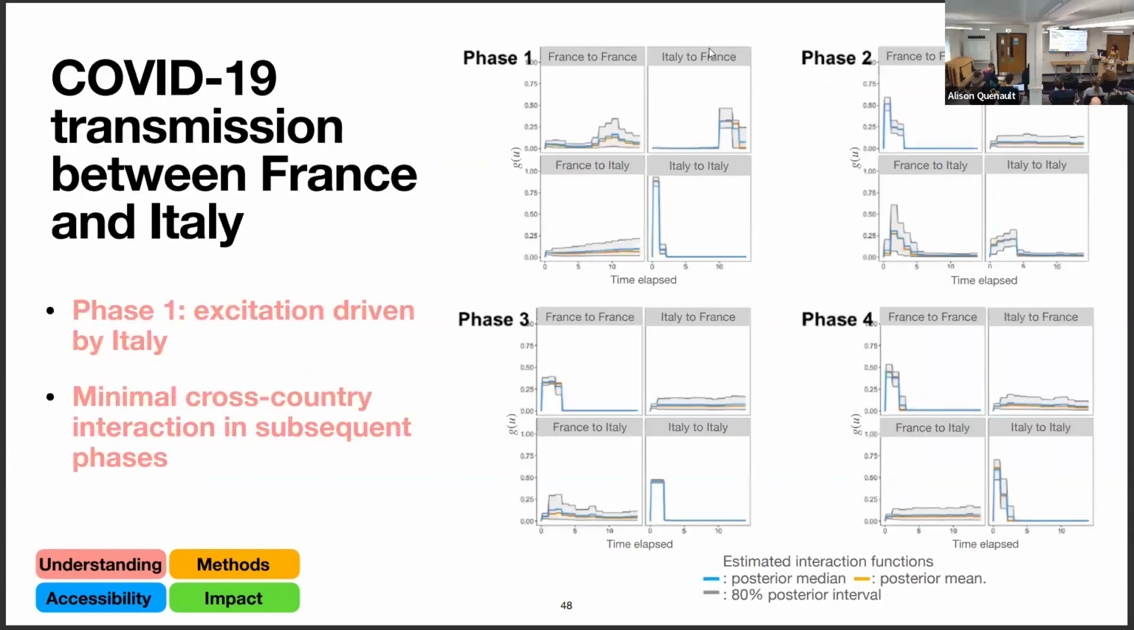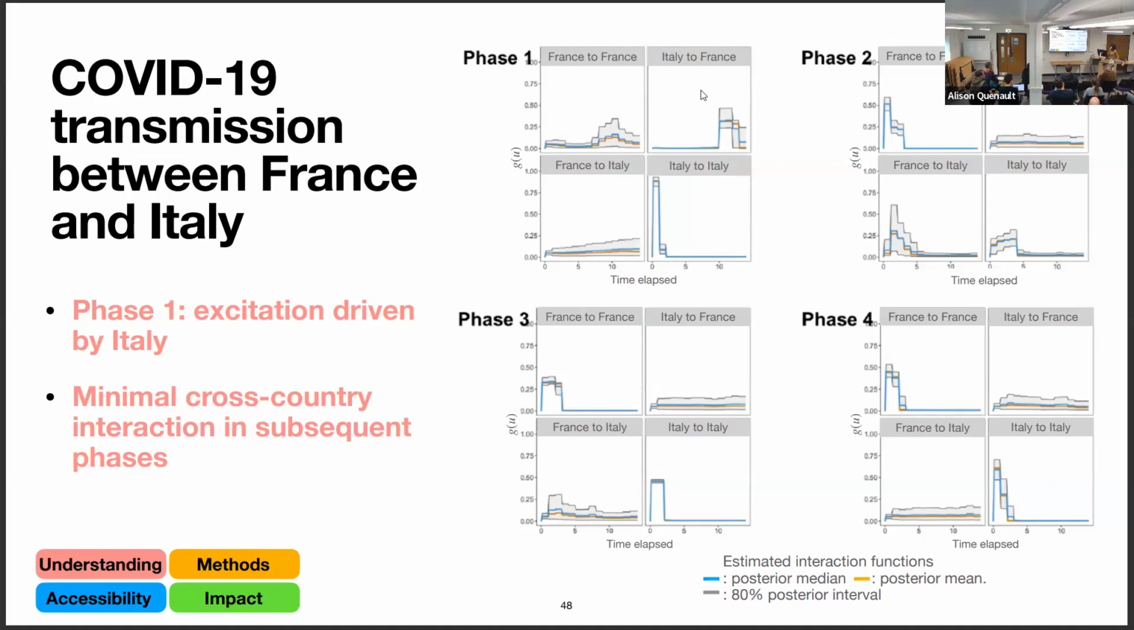So just to end, this is an example of what we got from this model. For each of our phases, we have a different group of interaction functions that we estimated. On the diagonal are the within-country interactions, so how is the contribution to the intensity function changing based on events that occur within a country? And on the off-diagonal, we have the cross-excitation patterns. In this example, this is saying how do cases in Italy impact the intensity of cases in France and vice versa.